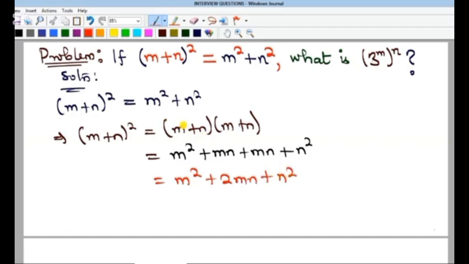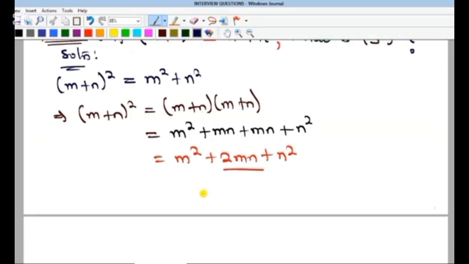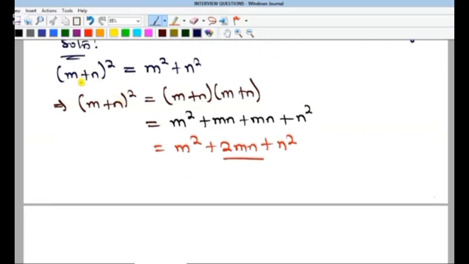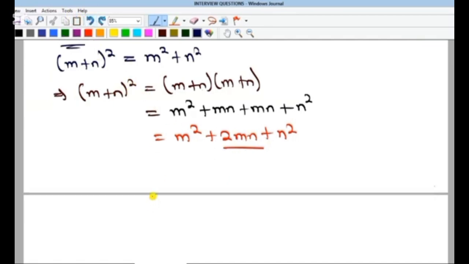But these people decided to keep this silent. And what does that imply? The implication is that for this to be equal to this, this other term here is going to be equal to 0. If that doesn't happen, then it's not possible that this will be equal to this. So the meaning is that they are asking us to keep 2mn as equal to 0.